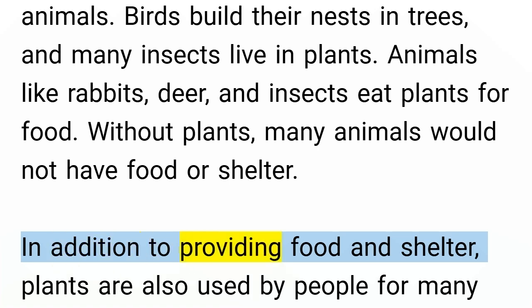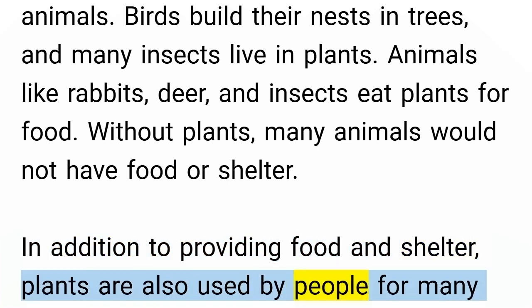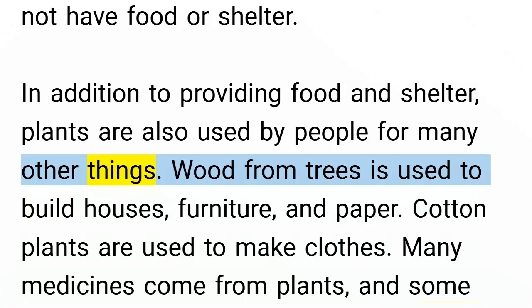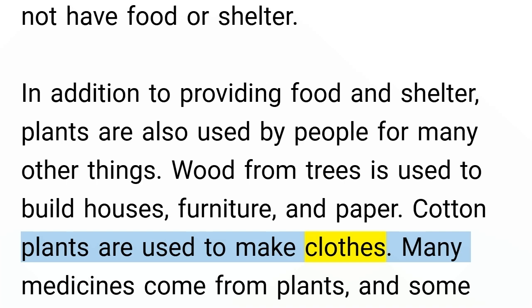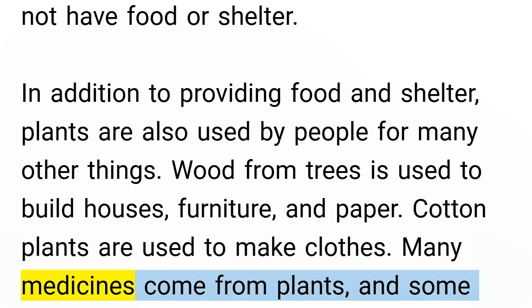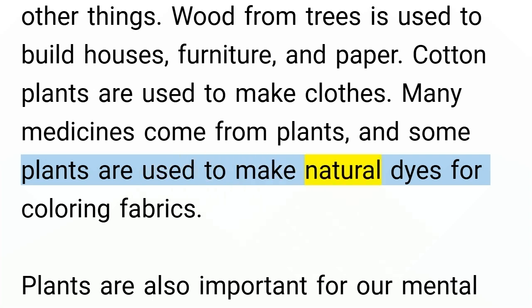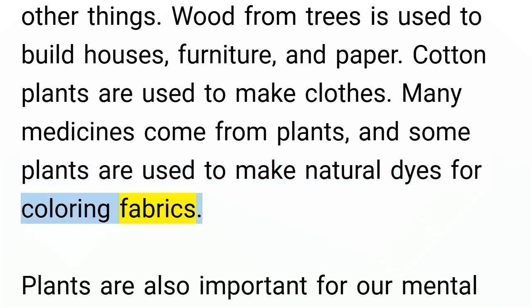In addition to providing food and shelter, plants are also used by people for many other things. Wood from trees is used to build houses, furniture, and paper. Cotton plants are used to make clothes. Many medicines come from plants, and some plants are used to make natural dyes for coloring fabrics.